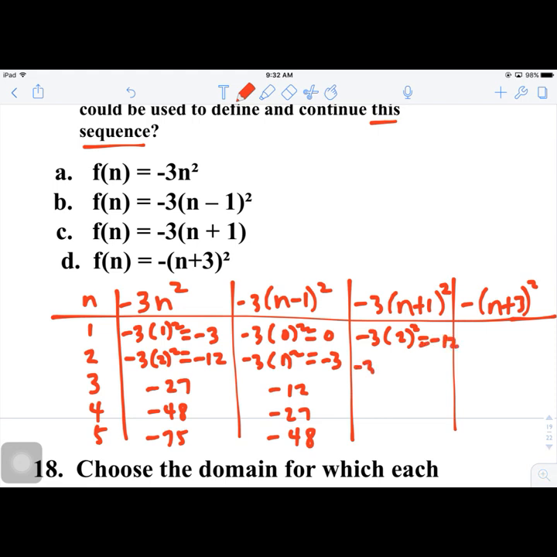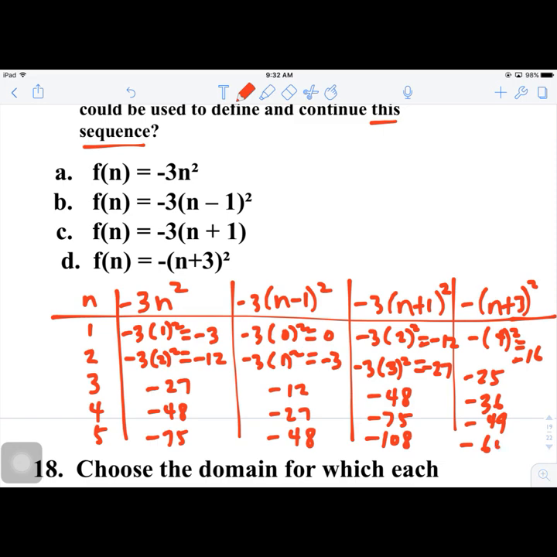And this will be negative 3 times 2 plus 1, which is 3 squared, that's 9. And that will give us negative 27. And if you continue, you should get negative 48, negative 75, and negative 108. And finally, for the last function, we're going to have 1 plus 3, which is 4 squared. That's going to give us negative 16. And then if we keep going, that will be negative 25, negative 36, negative 49, and negative 64.